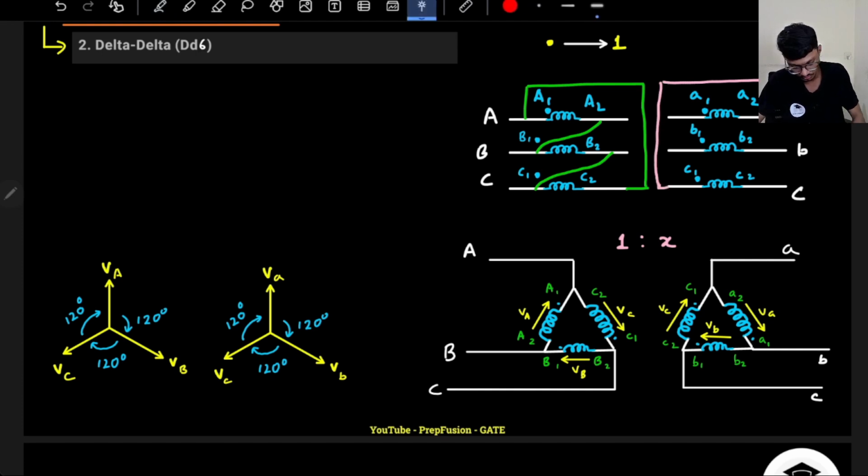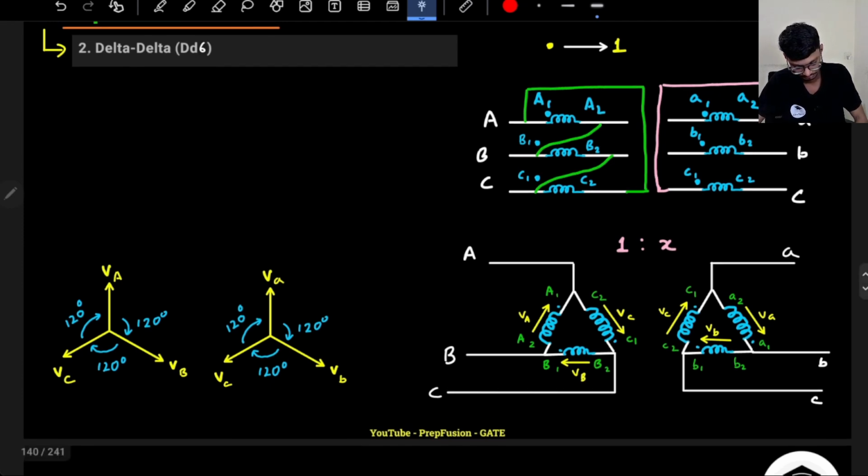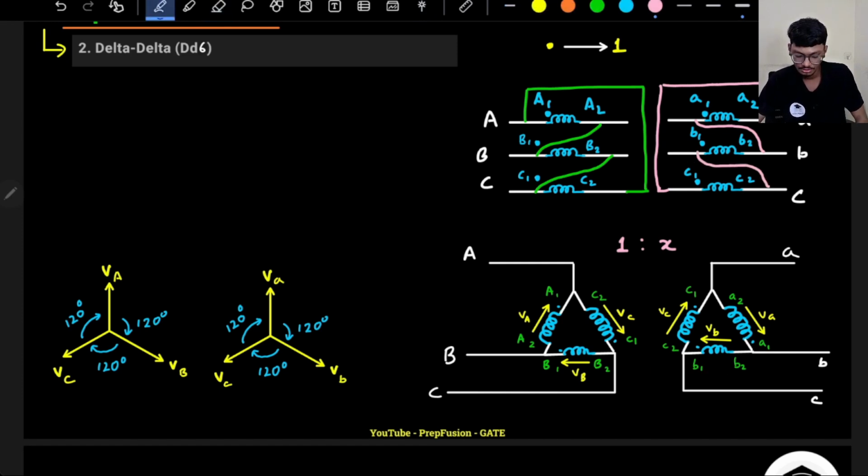Okay, A2 and C1 are connected. Then A1 and B2 are connected, so this will be lying somewhere around here. Then B1 and C2 are connected over here. Okay, so these are my connections.